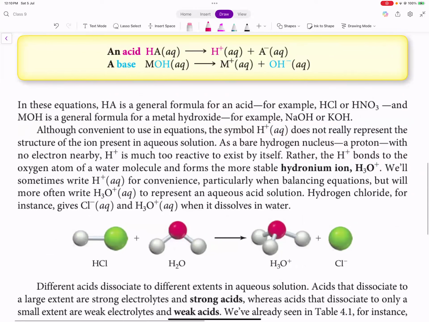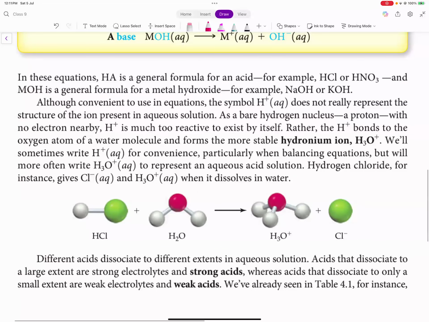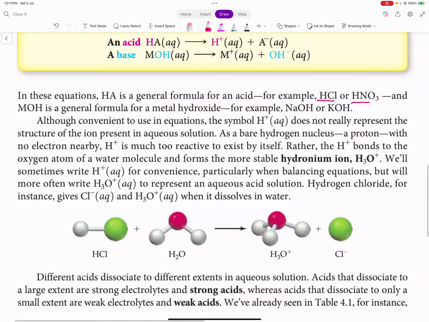So in these equations, HA is a general formula for an acid, for example, HCl or HNO3, and MOH is the general formula for a metal hydroxide like NaOH, KOH. So M is metal, okay, and A is some anion, okay, that is it.